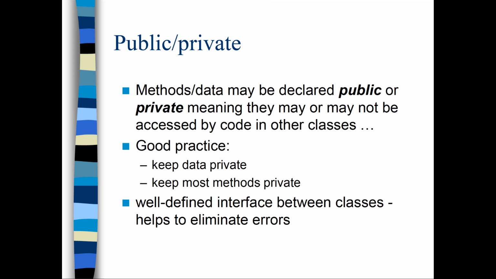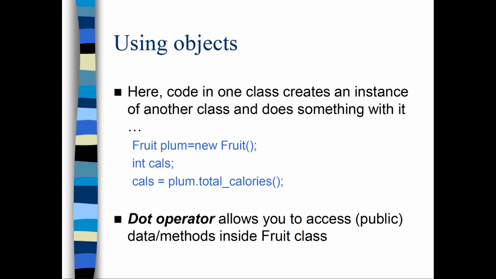That gives you an additional security of encapsulation, since you only allow certain functions through which to communicate with your class, and through those functions you can access the private variables inside your class. This is a good convention to be followed. A well-defined interface between classes helps to eliminate errors.